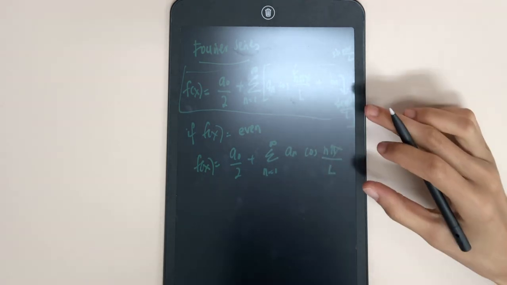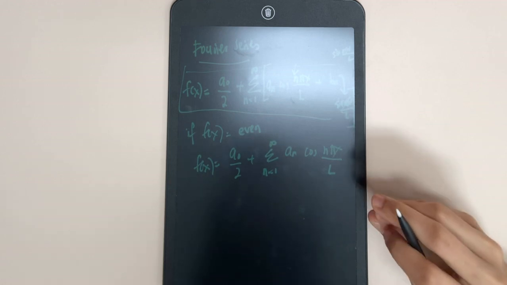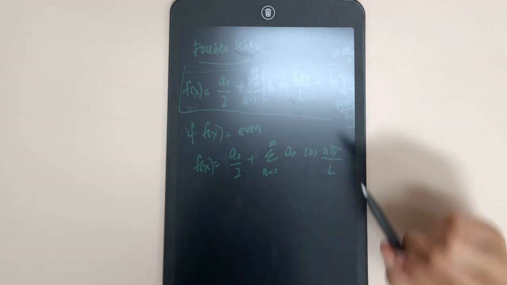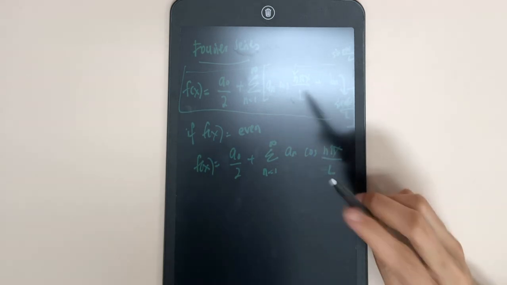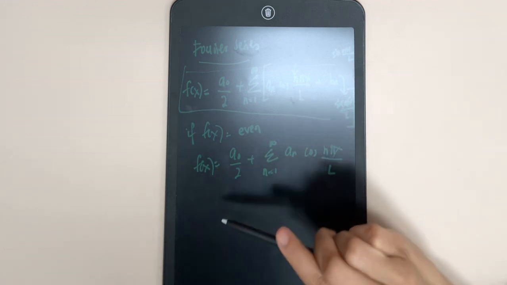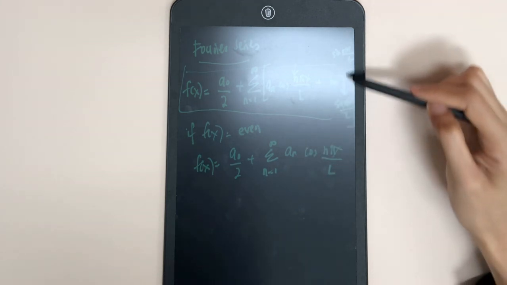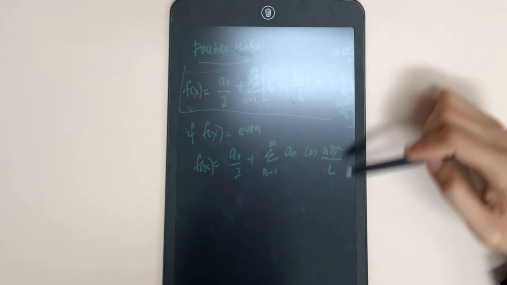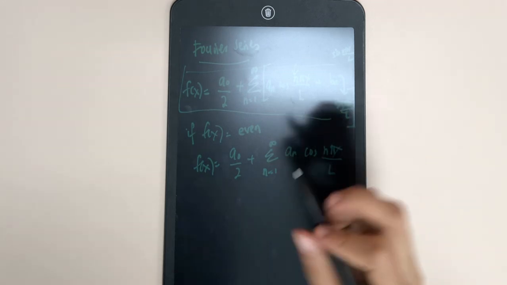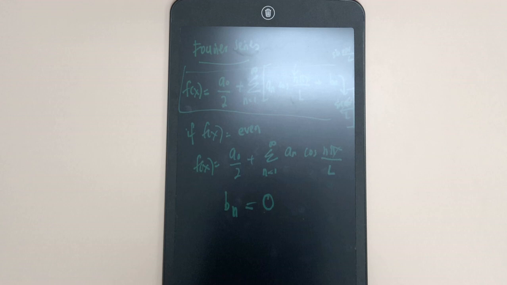Okay, can you see the difference between the original one and the even equation? Yes. Kalau for even equation, we just need to find out a0 and an. Our bn now, the last term here, no longer there. Tak ada pun kat sini. Because bn is equal to 0.